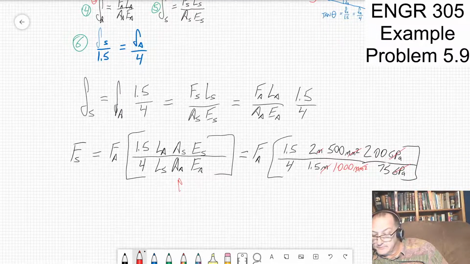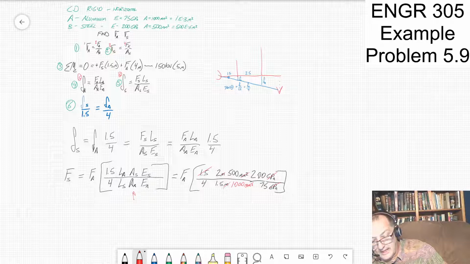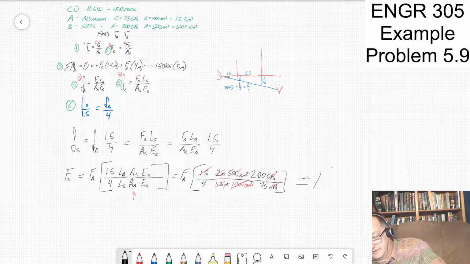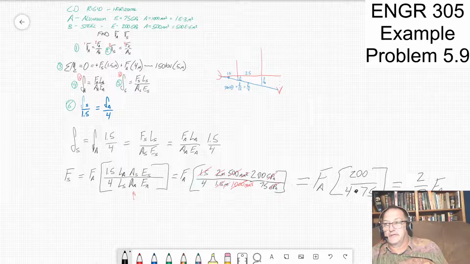If I take a look, because this is what I do, 1.5 cancels with 1.5. 2 and 500 cancel with 1,000. And that leaves me with the force in the aluminum times 200 over 4 times 75. There was a little dot there that didn't get put on the screen. And that's equal to 2/3 the force in the aluminum. 4 times 75 is 300.